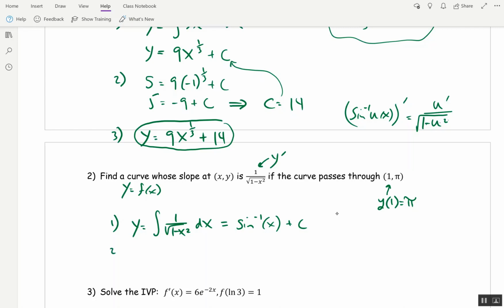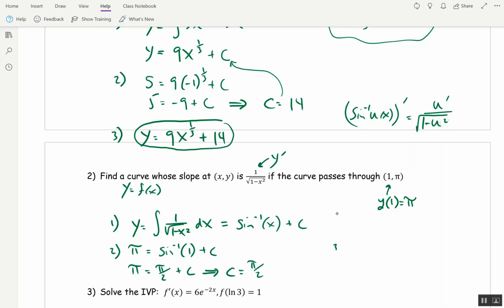Okay, step 2, let's find c. So put pi in for y and 1 in for x. Sine inverse of 1 plus c. Now, sine inverse of 1 is pi over 2, because sine of pi over 2 is 1. So pi equals pi over 2 plus c. So solve for c, subtract pi over 2 from both sides. That gives us c is pi over 2.